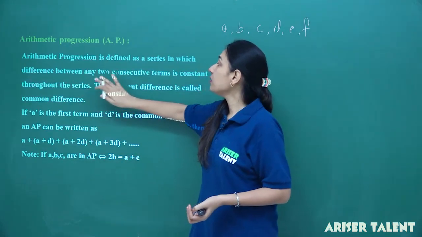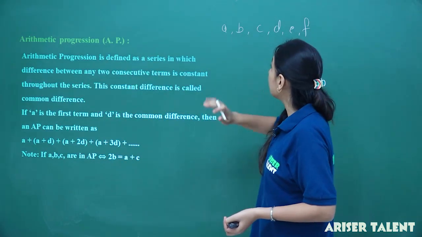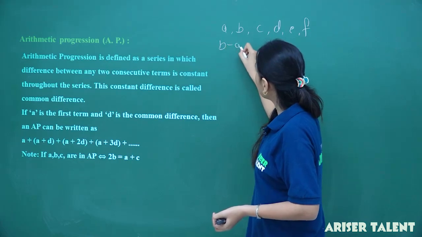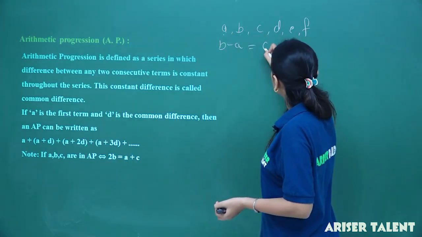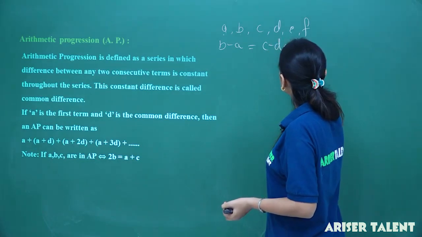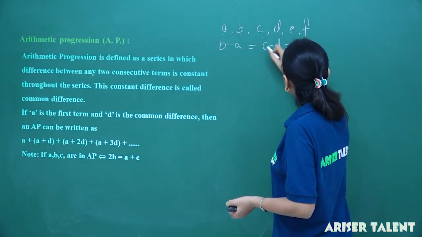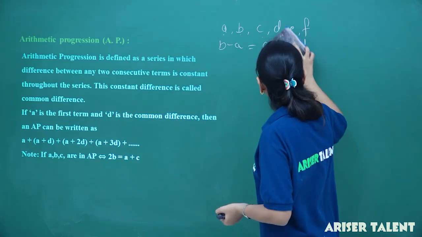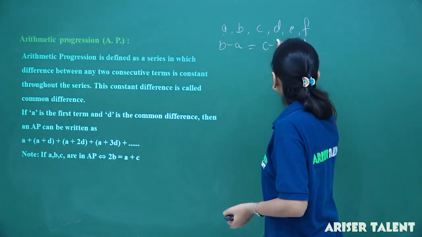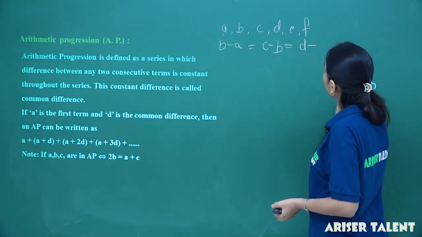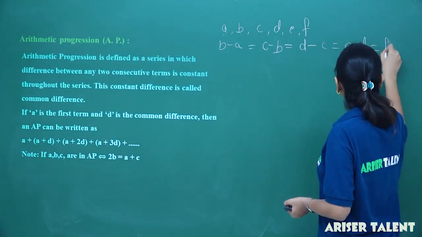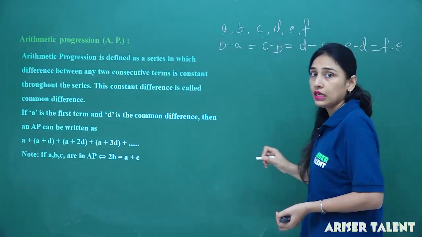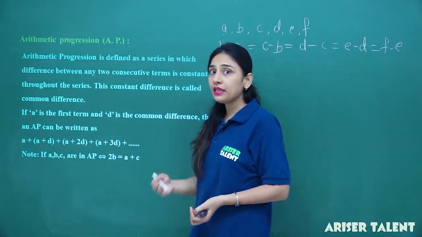The difference of any 2 consecutive terms is constant. That means B minus A will be something, and that should be equal to C minus B, which will be equal to D minus C, which will be equal to E minus D, which will be equal to F minus E. It's saying something like this.